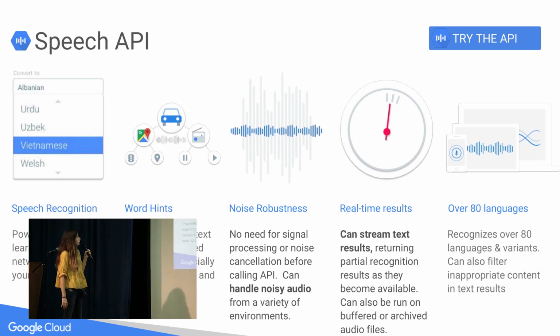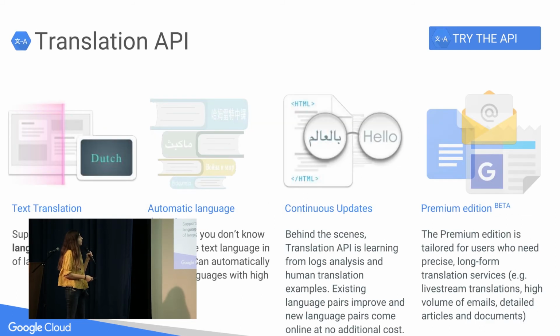Now the speech API: you have speech recognition and word hints. So they also know, for example, Google Maps, the different products, not only products of Google, but they can also have different word hints and can capitalize them. Noise robustness, so they will also filter out the noise. You get real-time results, as you will see next, and you have over 80 languages. I think it's more at the present moment. I think we've reached probably 100. But yeah, the slide is a bit old.